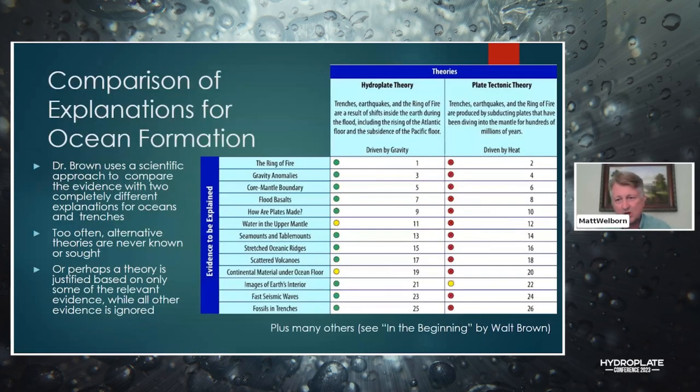Okay, so now we've talked about the two theories, hydroplate theory and plate tectonic theory, but I wanted to help you understand how Dr. Brown has organized his discussion of oceans in the beginning of his book. I've copied just part of the table over here; there are many more rows beneath this, but he goes through a whole series of different evidences that need explanations. And he compares side by side how hydroplate theory explains it, as opposed to how plate tectonics theory explains it.